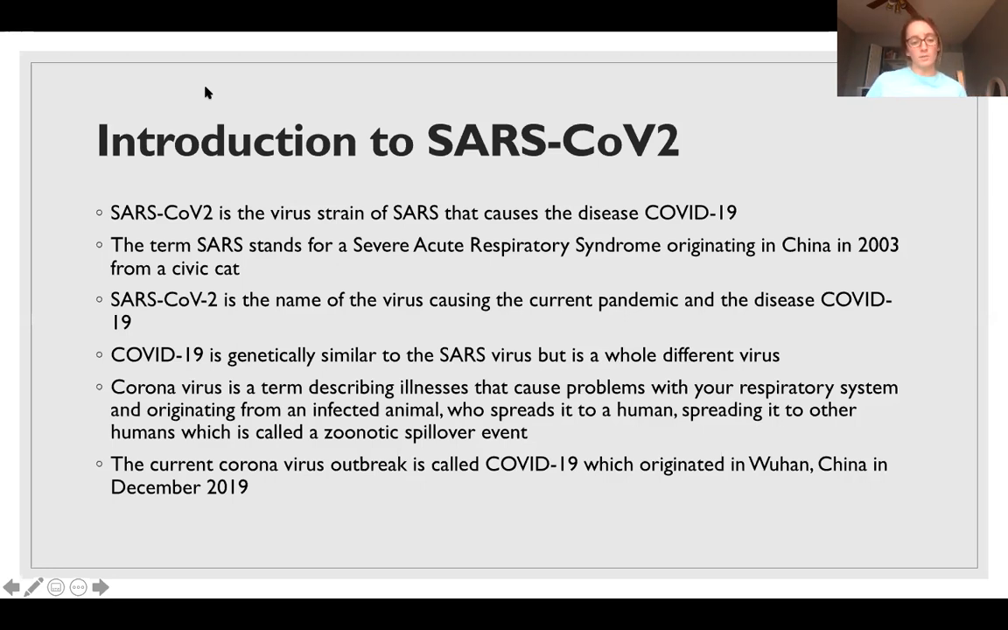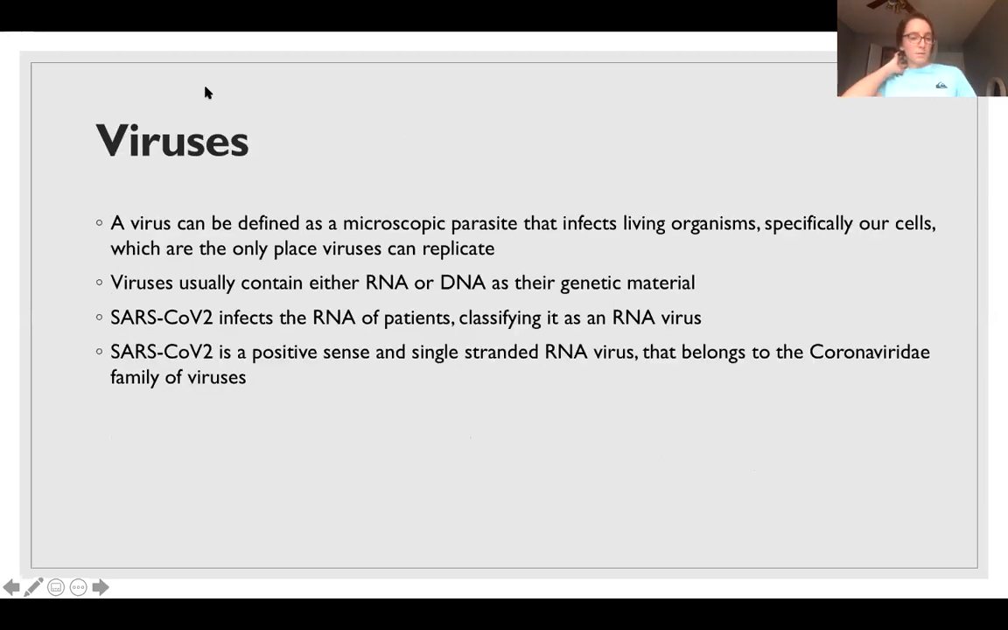The current coronavirus outbreak is called COVID-19 and originated in Wuhan, China in December of 2019, hence the COVID-19. So, a little bit about viruses. A virus can be defined as a microscopic parasite that infects living organisms, specifically our cells, which are the only place viruses can replicate. So the virus goes to our cells, gets inside of them, and starts replicating itself, kind of making the cell's structure shut down.